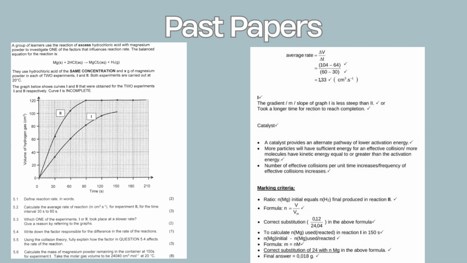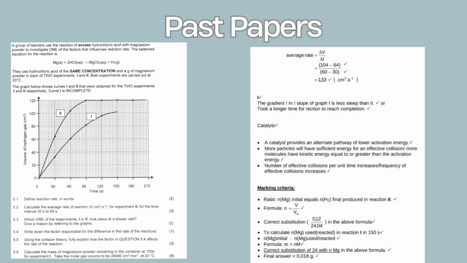Now let's look at the answer. We see that it's 104 and 64. In the model answers, there will always be a leeway, either 1 on each side or 2. So we don't have to worry about that. Which one of the experiments, 1 or 2, took place at a slower rate? Give a reason by referring to the graphs.